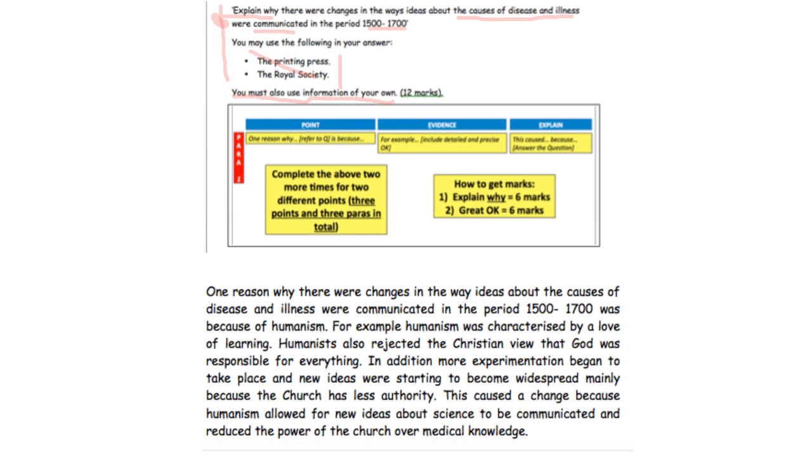And this is a 12-mark question, as you know, but in order to get the maximum amount of marks, you have to include information of your own. It's really important that you do that. Otherwise, you just won't be able to get to the top mark bands.